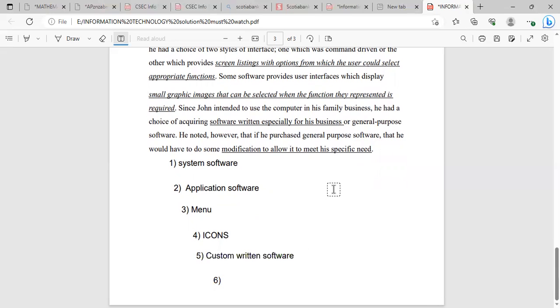And the last one says, however, if he purchased general purpose software, he would have to do some modification to allow it to meet his special need. So modification is actually customization. So you customize it based on your specific need.